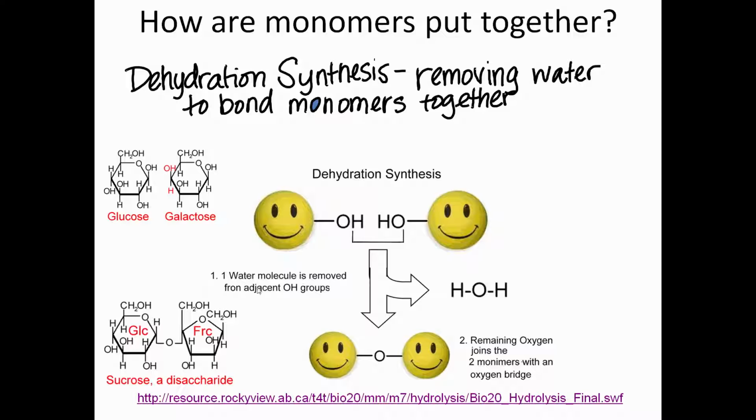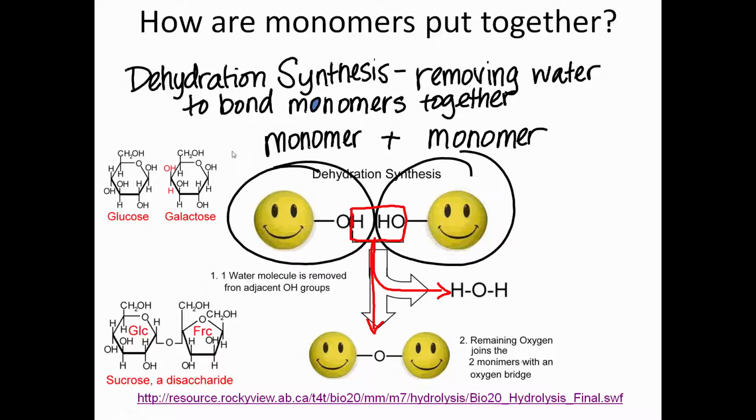the OH group, and then the remaining oxygen joins together to actually form a bridge, which is going to hook up the two monomers. Here's an example of glucose and galactose, which are two sugars. OSE is sugar, and we put them together to actually make sucrose, which is a disaccharide, by taking that water out with dehydration synthesis, putting them together. Two monomers put together, pull out water, and we get a polymer.